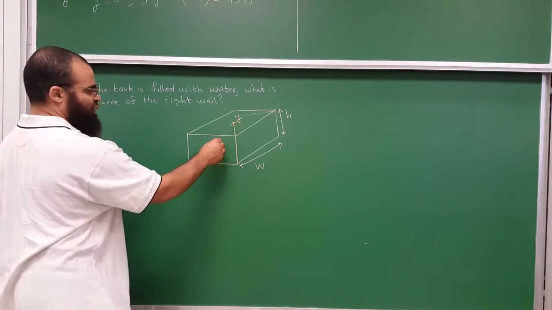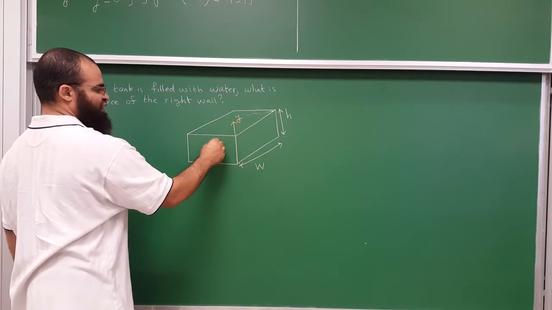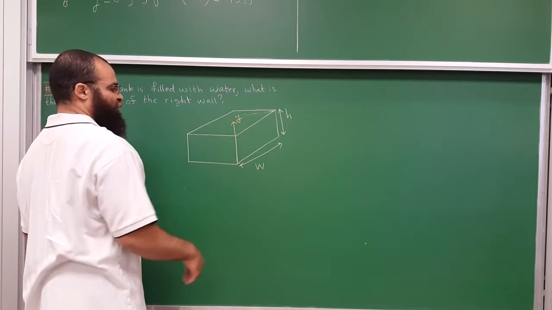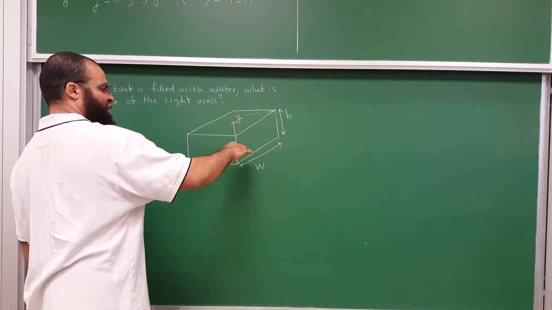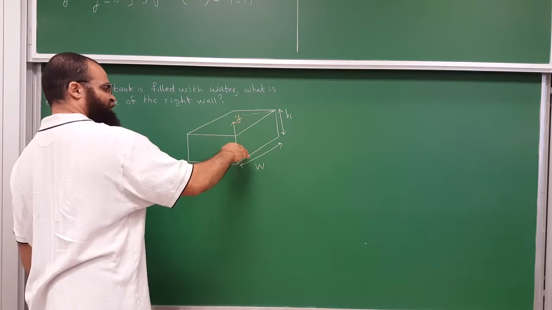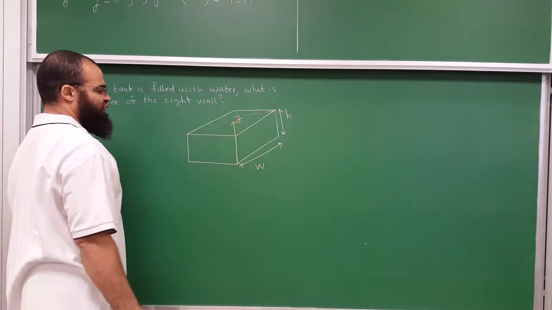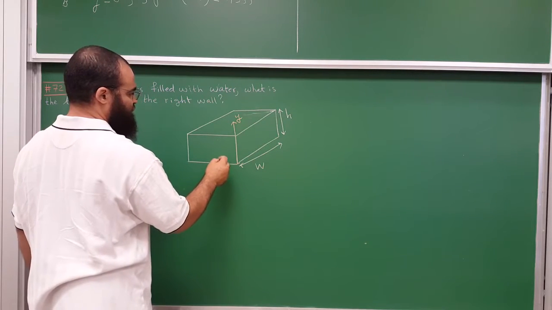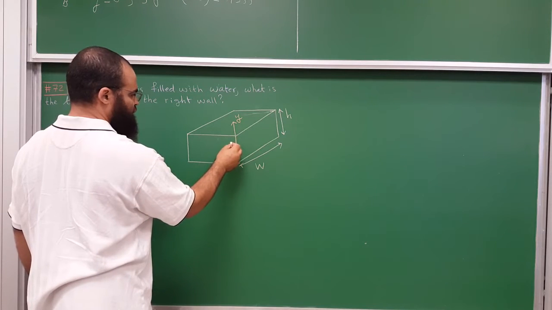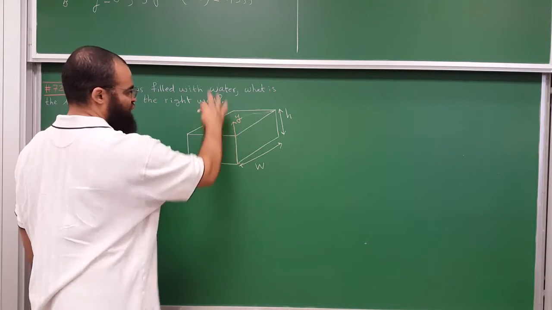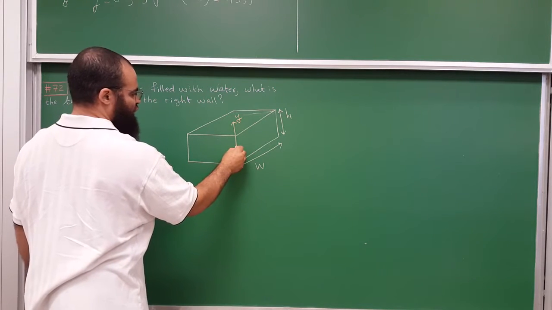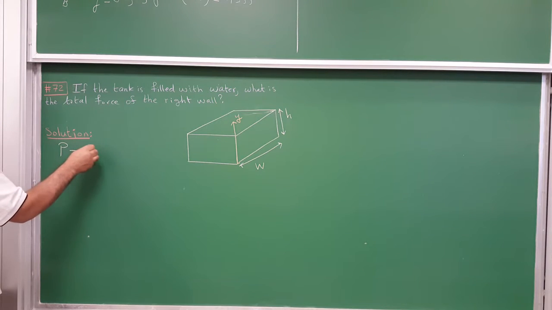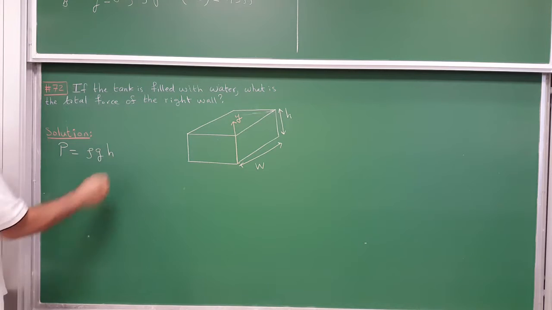So as you go deeper, outside it's atmospheric pressure, so inside it would be the atmospheric pressure plus the water pressure from the depth, and then from the outside there is the atmospheric pressure, so they simply cancel. So I just have the pressure from the water itself. So ignore the atmospheric pressure, in other words. So the pressure of the water would be the density times gravity times the depth, right?